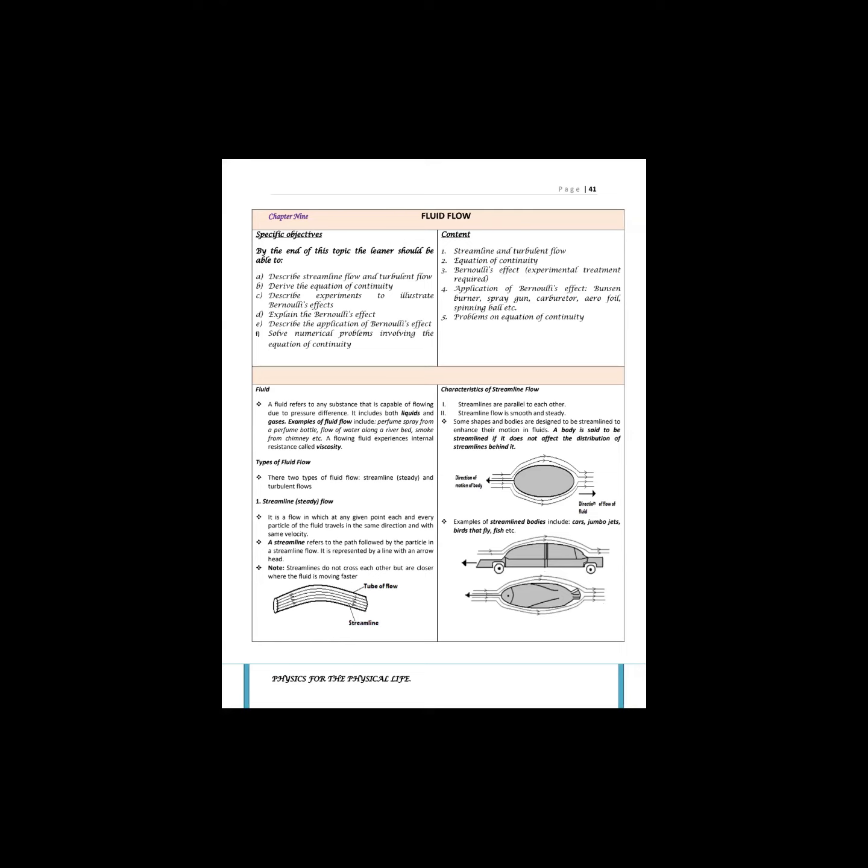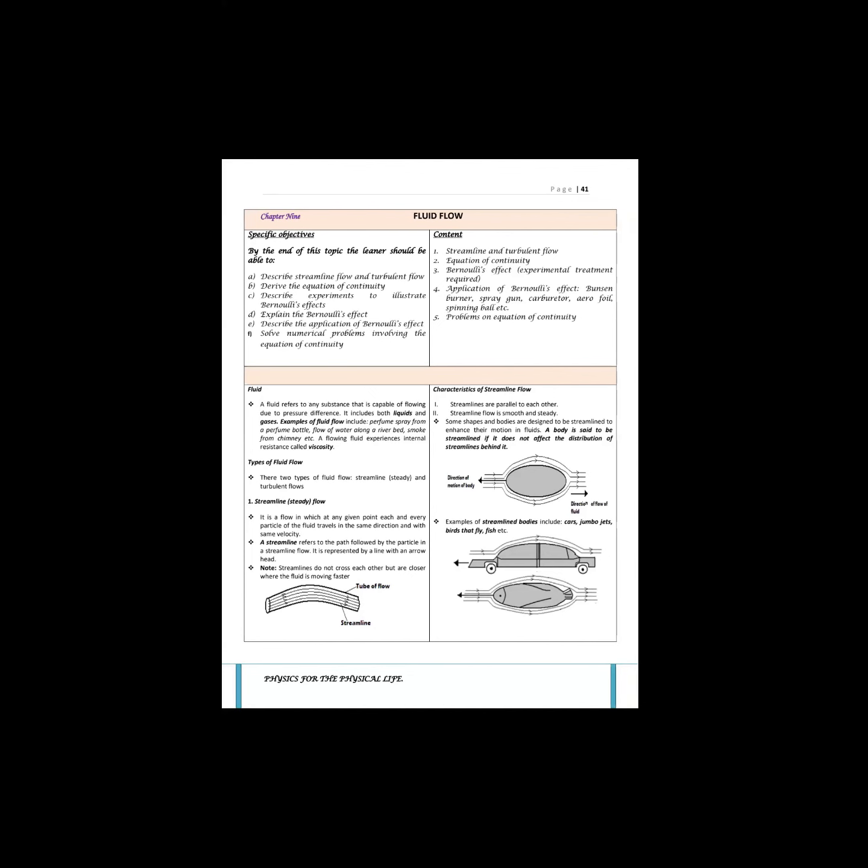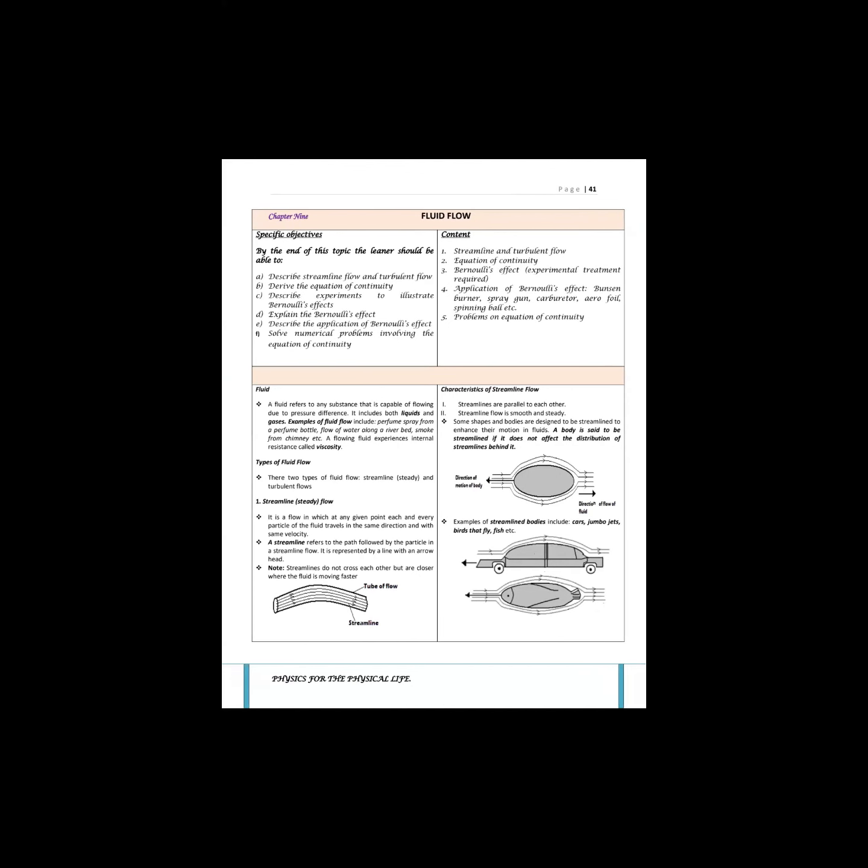And this introductory part is very important for when we'll be explaining the applications of Bernoulli's effect. Very important. We have number 2. We already know the streamlined flow and the characteristics of streamlined flow.